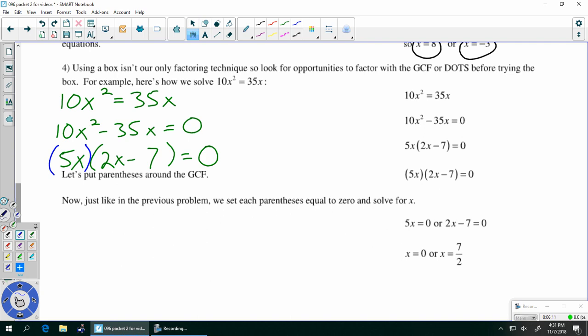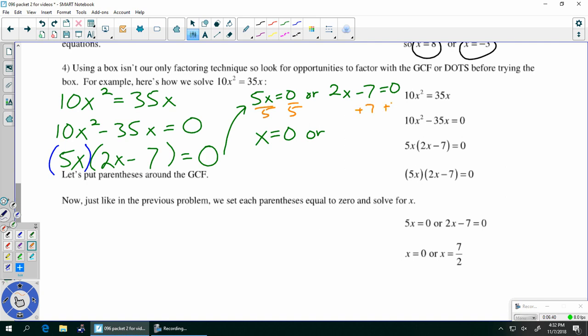And now I have 2 parentheses multiplied together, giving me 0. So one of those things must be 0. So let's write our 2 brand new equations. Either 5x is 0 or 2x minus 7 is 0. In this first equation, we divide both sides by 5. And 0 divided by 5 is still 0. In the second equation, it's 2 steps. Let's show our work here.